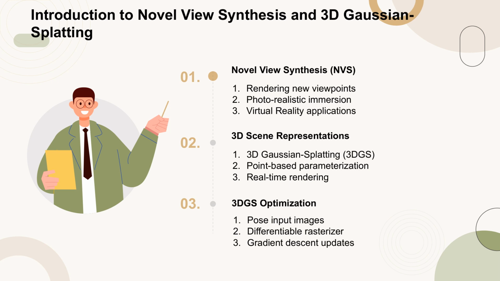The 3DGS method is optimized from a set of posed input images through a differentiable rasterizer, where Gaussians are updated using gradient descent. This optimization process can be resource-intensive, often taking up to an hour for high-resolution datasets.